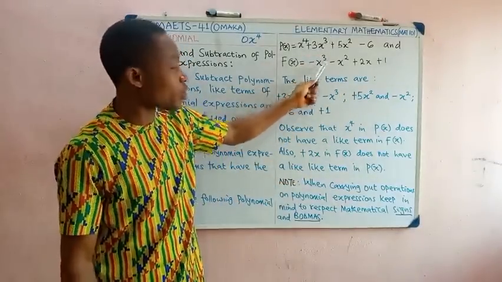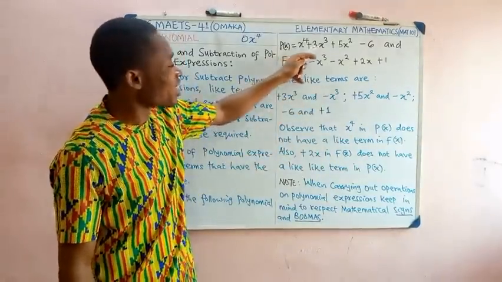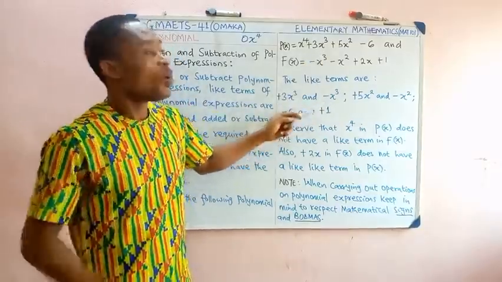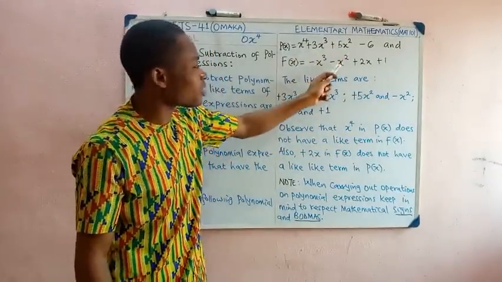So x raised to the power 3. You come over here, do you have x raised to the power 3 there? Yes. That's minus x raised to the power 3. Therefore, this plus 3x raised to the power 3 and minus x raised to the power 3 are like terms. What about terms in x raised to the power 2? This is plus 5x raised to the power 2 from p of x. This is minus x squared.